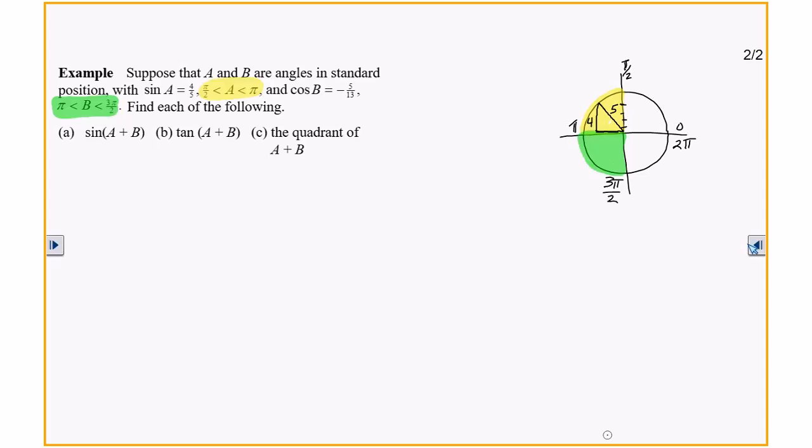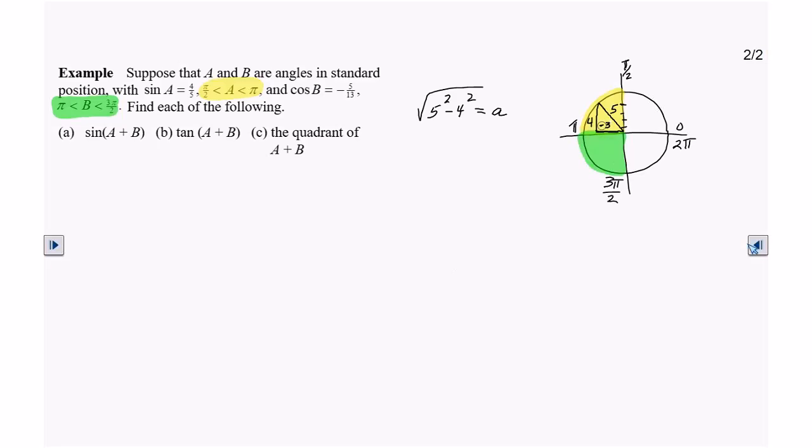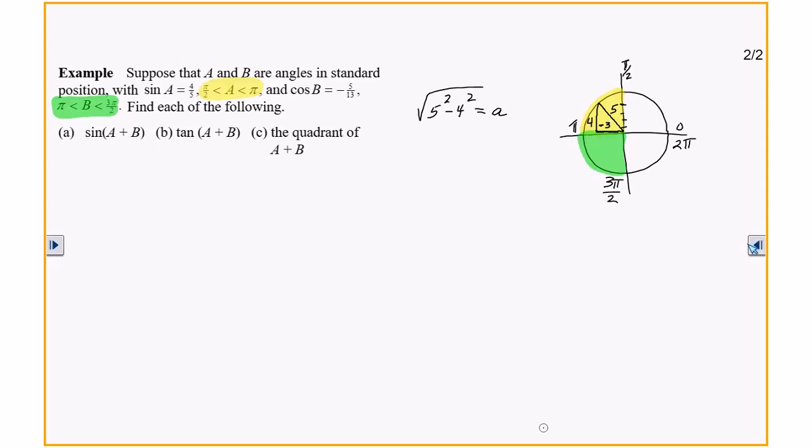Pythagorean. There's 2 ways to do this. You can either use the identity, or you can just do the Pythagorean theorem and not worry about the identity. It's whatever you want to do. But for those that want to use the Pythagorean, 5 squared minus 4 squared is equal to A, and A is going to be negative. So 5 squared is what? 25. 25 minus 16, so that means A is equal to what? Negative 3. Everybody understand that?